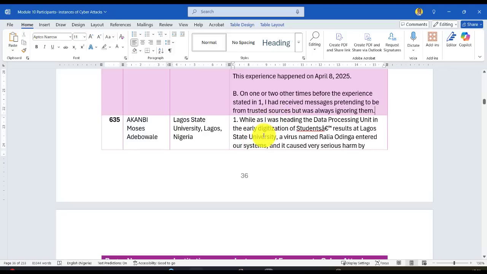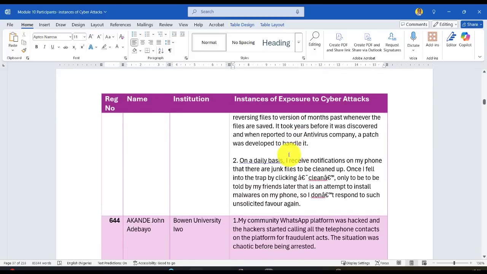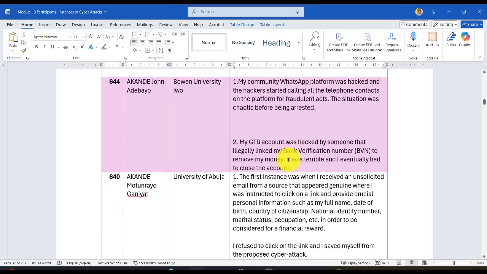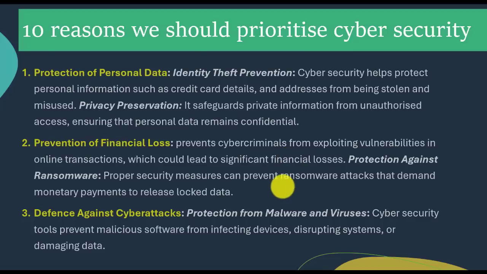Yeah, let's look at my dean of science, Lagos State University. That's where I belong, a great university indeed. Professor Moses Akanbi is saying, while I was heading the data processing unit in the early digitization of student results at LASU, a virus named Riley Odinga entered our system, and it caused very serious harm by reversing files to a version of months past on a daily basis. So you can see this. You can also check yours. If you're in the class, just check yours, and you will see that all over we're having the challenge. But what can we do? What we can do is a subject of this course, and you enjoy it as we go along.